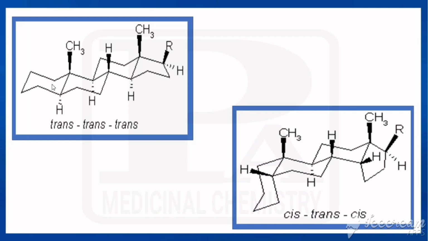So this would be ring A, B, C, D. Here this would be beta, this is alpha. So between A, B, beta, alpha, so trans. This is B, C, beta, alpha, so trans. C, D, beta, alpha, trans. So between these rings, what would be the configuration? The stereochemistry present here is called trans, trans, trans.